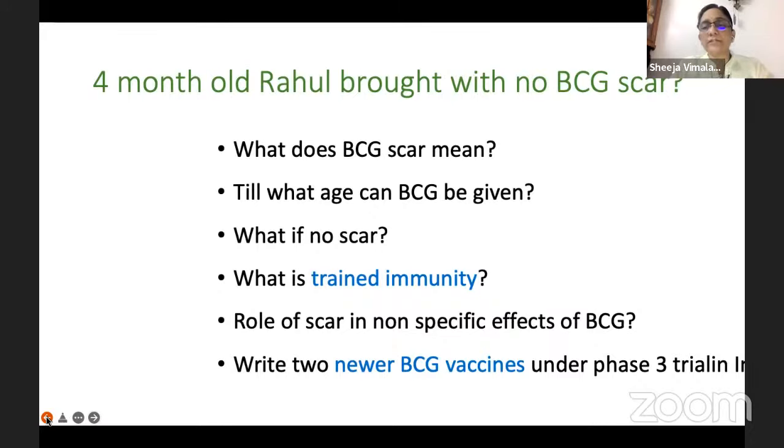So what if there is no scar? If you have documented evidence that the child has received the BCG vaccine, there is no need to repeat it. But if the patient has no scar and it is not certain that the vaccine has been taken, then it can be repeated once. Usually you will call a baby as not having a scar only at 6 months of age, because the scar may form a little later also. Now coming to what is trained immunity?